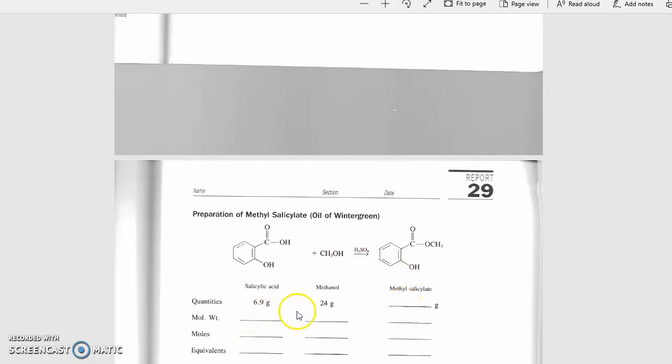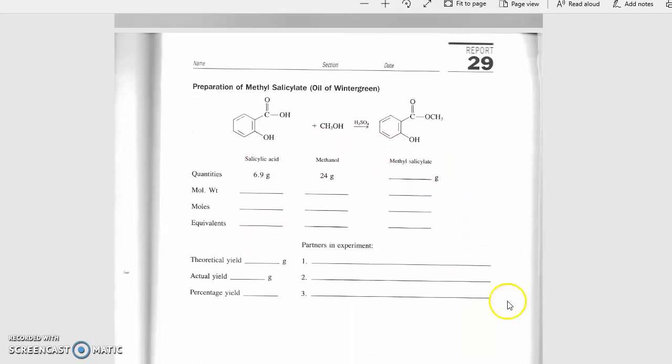You'll have to calculate the molecular weights. You'll have to do the number of moles, make certain you have a balanced equation. That's where the equivalents come in. And then what you're going to be doing is calculating out the theoretical yield, the actual yield, and then the percent yield. Okay? So your actual yield is the number that I gave you there. That is the 6.5 grams. So you should be able to calculate all of that.